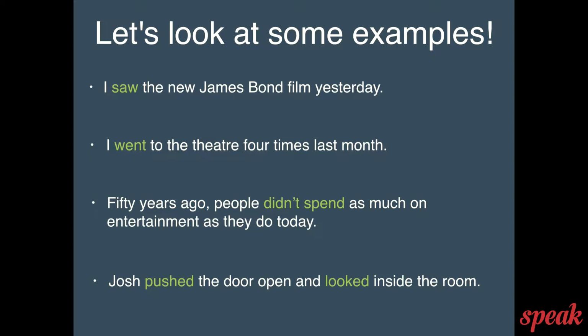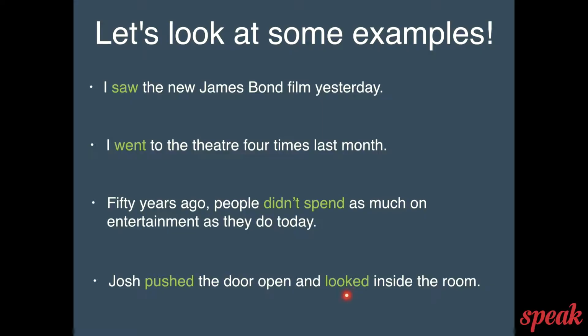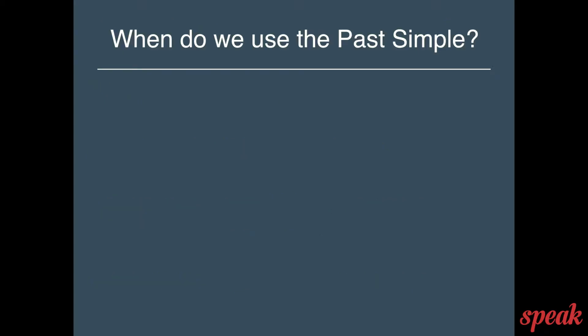In the fourth example, Josh pushed the door open and looked inside the room. Here we have 2 verbs. The first verb is pushed, and our second verb is looked. Both of these verbs are in the past simple. Here we know that the first verb, pushed, is the first action which happened. The second action which happened is looked. So looked, this action happened after this action, pushed.